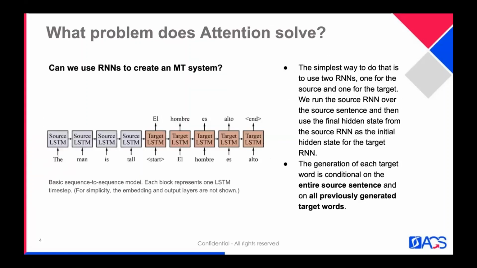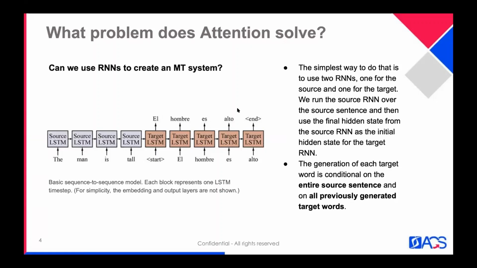For doing that, I will use one of the most studied tasks in natural language processing, that is the machine translation task. The goal of the machine translation task is to translate sentences from one language to another language. So suppose that we have this English sentence, the man is tall, and we want to translate it into Spanish. What we want to get is el hombre es alto.